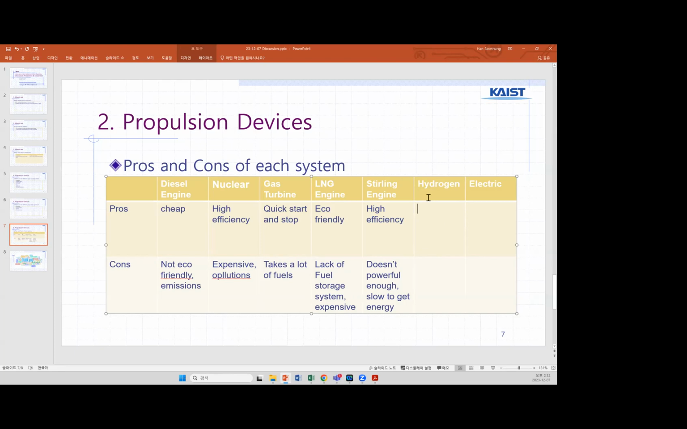And the last two: the hydrogen engine means an engine but using hydrogen, and the pros and cons are similar to LNG. So the hydrogen engine uses hydrogen for its propulsion. So the hydrogen engine doesn't have any emissions, so it is very eco-friendly.